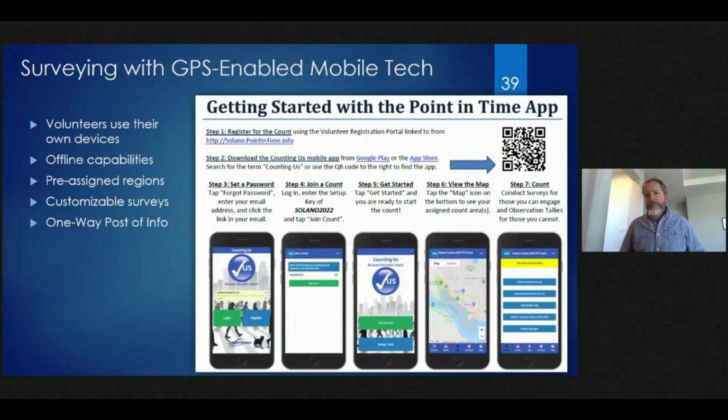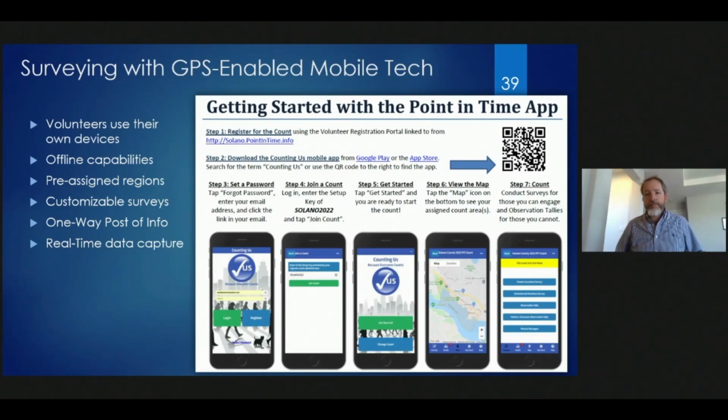So when you're doing surveys, mobile apps, people are more and more familiar with them. Three-quarters of the U.S. adult population, according to the Pew Institute, has a smartphone. So we're good there. You don't have to provide tablets. People can use their own device. It's a one-way post of information, so you don't have to worry about people logging in and pulling information about someone that's homeless.